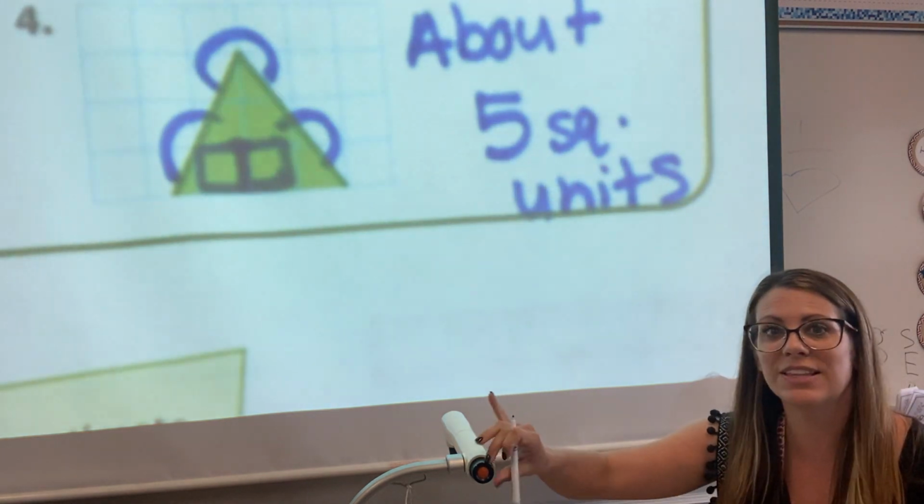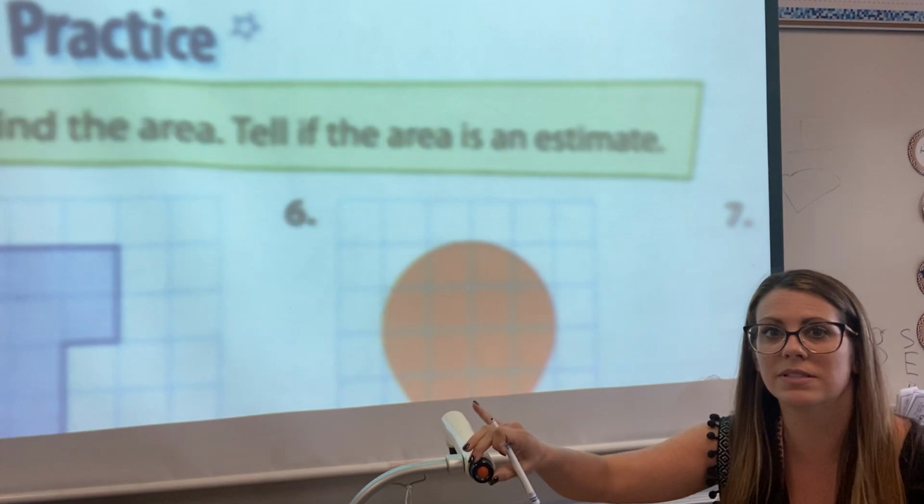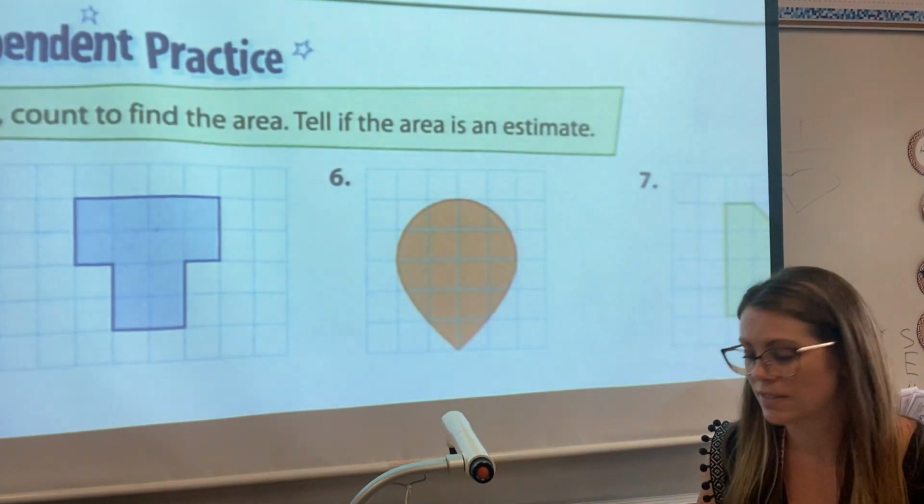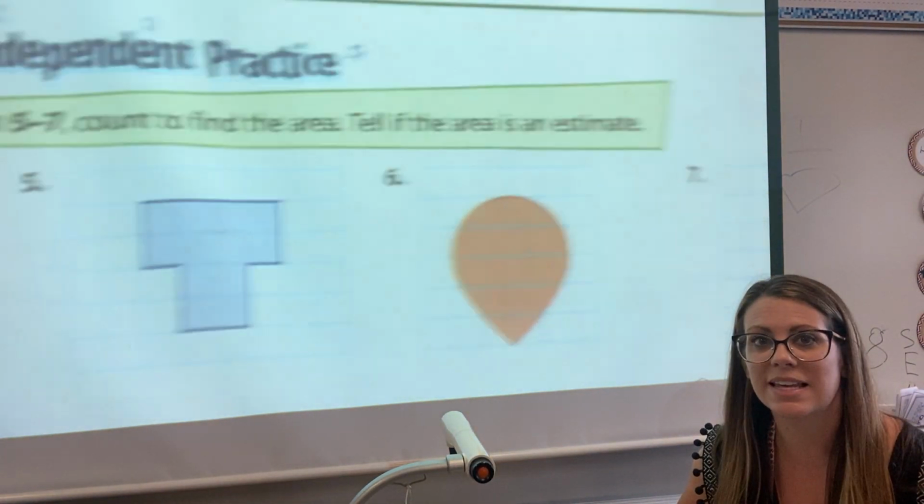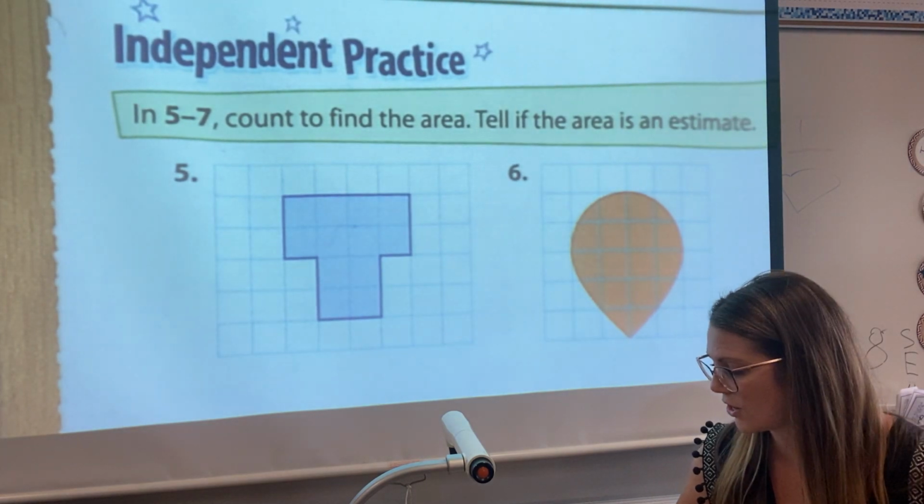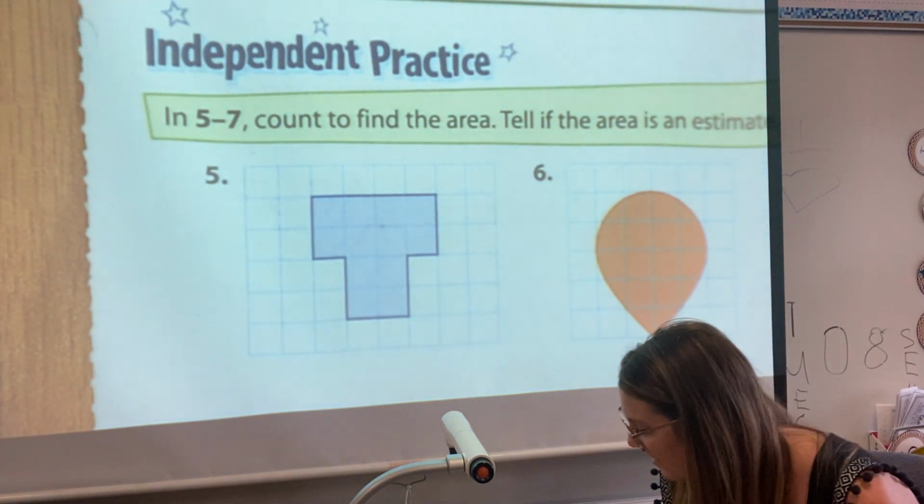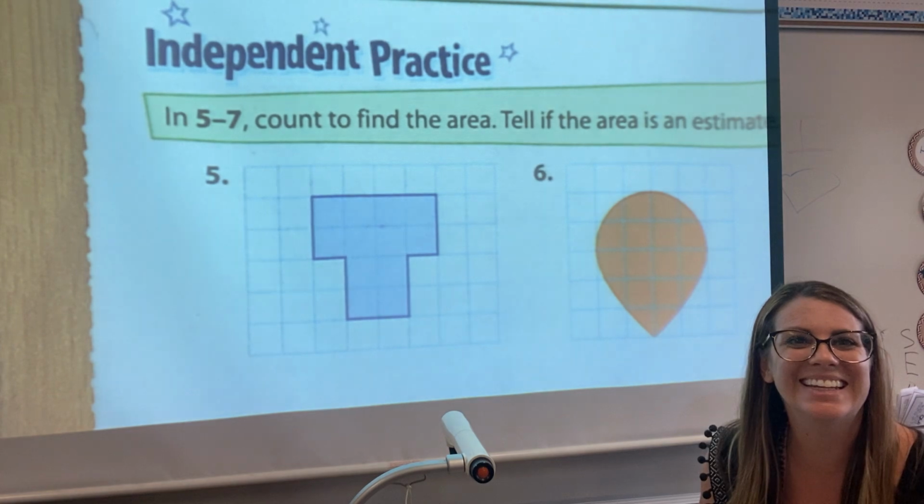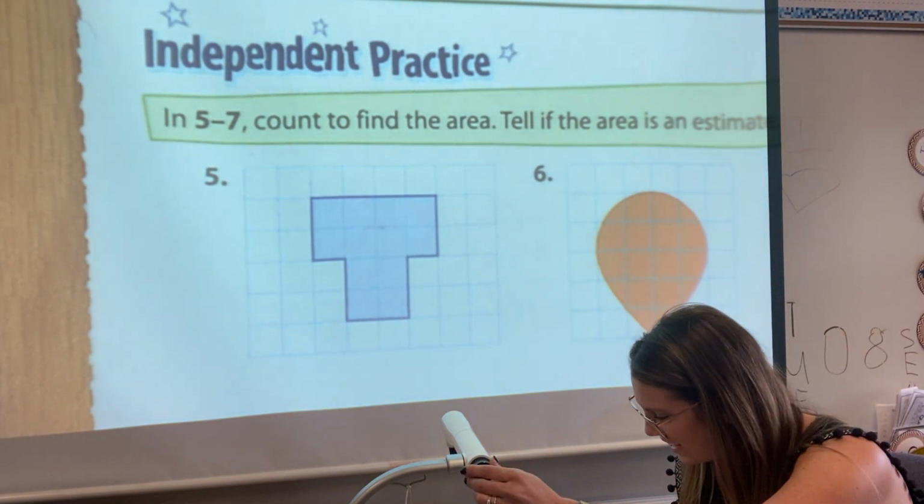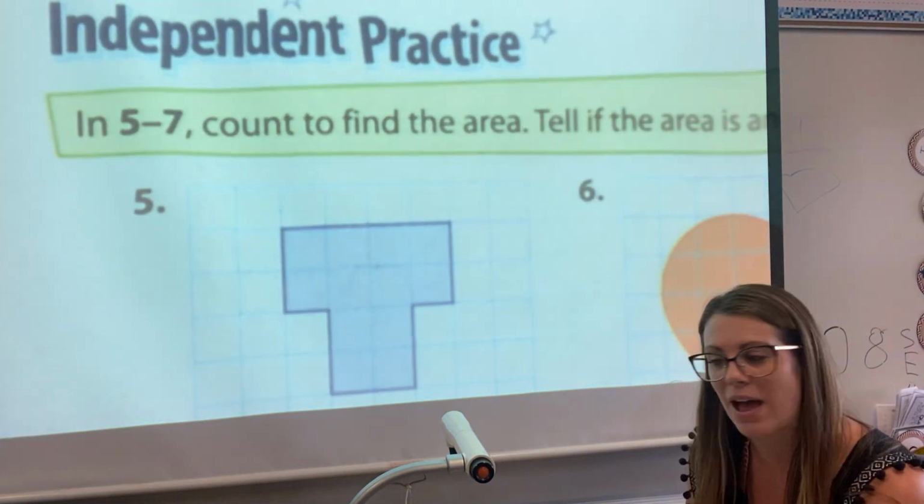So now let's look at our next ones, numbers 5, 6, and 7. So let's go ahead and start with 5. Oh, 5 looks really nice. I don't think I'm going to need to estimate on that one. What do you think?